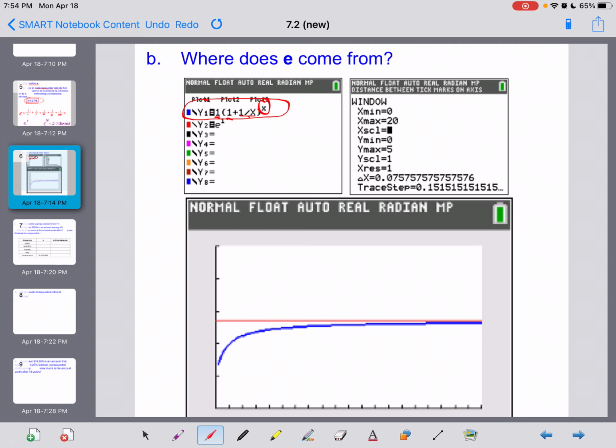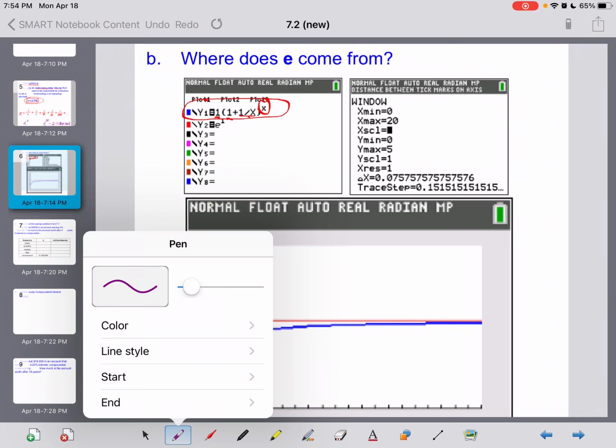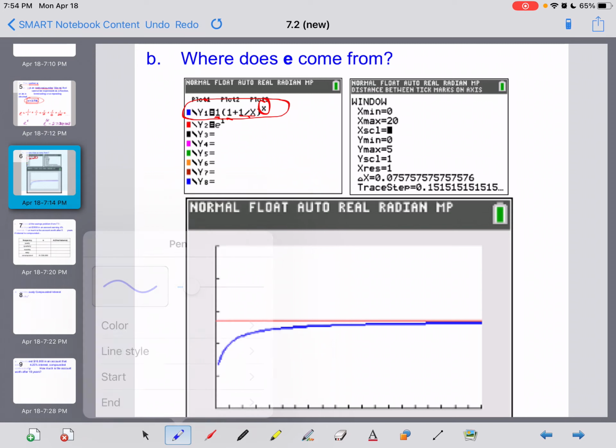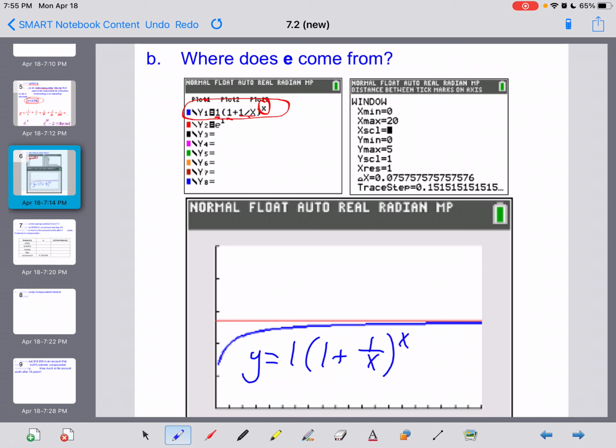That is what's right down here on this graph in blue. So in fact, let me make that blue here so everything matches up. This is the graph then in blue of y equals 1 times 1 plus 1 over x to the x power. And you can see that that is a growth model here, guys, but this function is actually growing, increasing at what we call a decreasing rate.